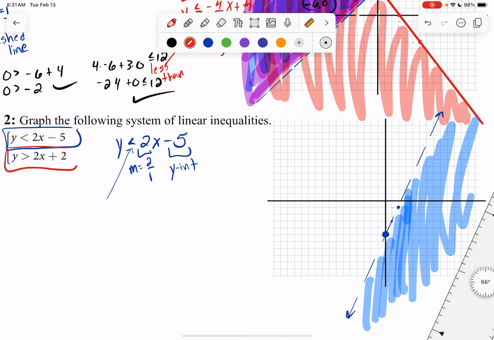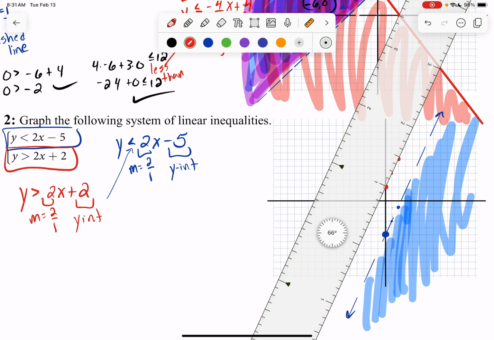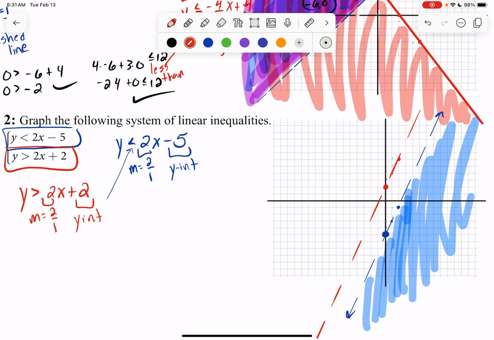Next line. Okay, y is greater than 2x plus 2. Well, there's my y-intercept of 2. This one also has a slope of 2 over 1. So my y-intercept of 2, up 2 over 1, up 2 over 1. It looks like these have the same slope, so that makes them parallel. This is strictly greater than, so dashed line again. Now if we shade this, which way would we shade? This one's greater than, so if I'm on the line, I need to shade above.